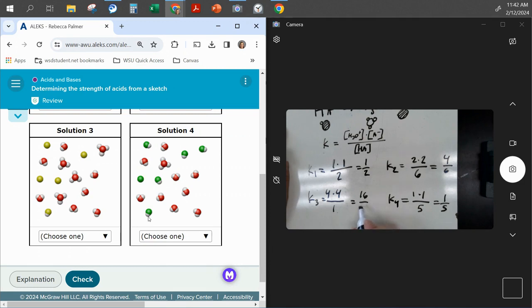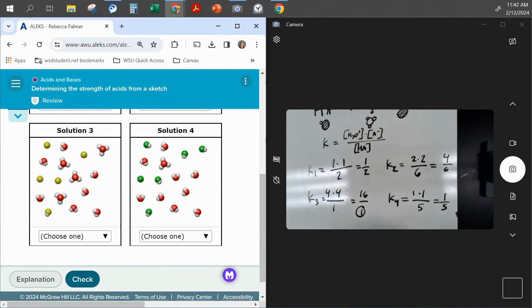Okay, so this one's the biggest number. So biggest number gives us the strongest acid. And then we have to figure out which one is the next biggest. Let's see, I'm just going to grab a calculator, I think. That'll be the easiest for me.